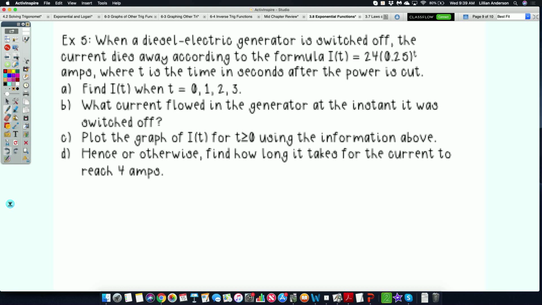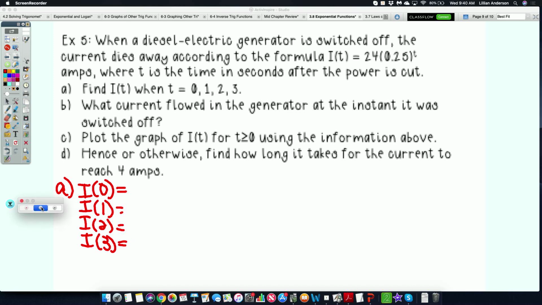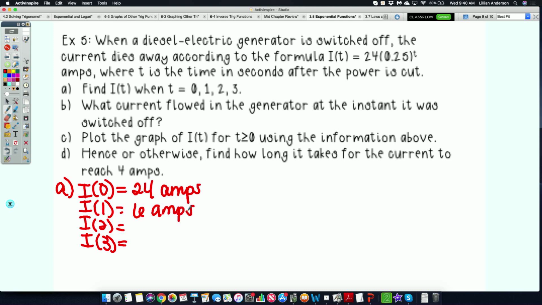All right, and also, look at your A value. Your A is less than 1, right? If it's in between 0 and 1, that means it's decay. T represents your time in seconds after the power is out. Find I of T when T equals 0, 1, 2, and 3. Simple enough, right? I of 0 is 24 amps, right? I of 1, 6 amps. I of 2, I of 3.